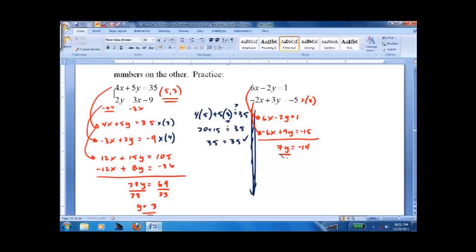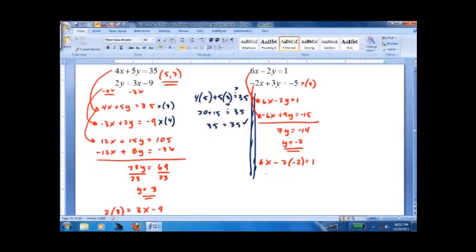I'm getting a little tired of doing all this math, so I'm going to start shortcutting. Y equals negative 2. 6x minus 2 times negative 2 equals 1. 6x plus 4 equals 1. 6x equals negative 3. X equals negative 1/2. So negative 1/2 comma negative 2.